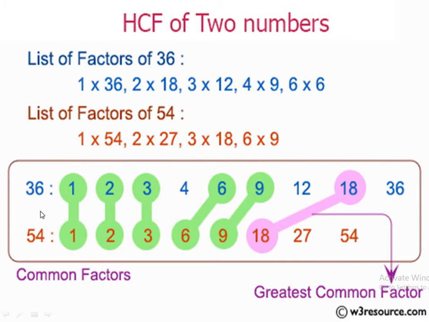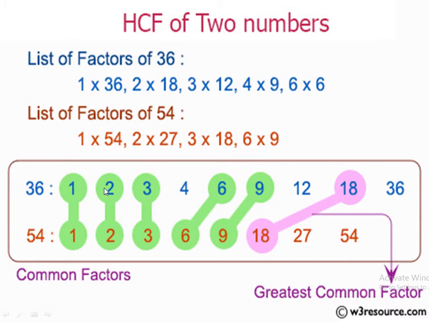The factors of 36 are 1, 2, 3, 4, 6, 9, 12, 18 and 36. And the factors of 54 are 1, 2, 3, 6, 9, 18, 27 and 54.